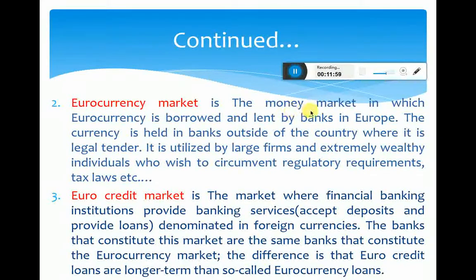If the acceptance of deposits and provision of loans is for a shorter period of time, that market becomes the euro currency market. That's why it's called the money market, right? If the same acceptance of deposits and provision of loans is for a longer period of time, then that becomes the euro credit market, right? The operations are the same, the currency is the same, the main participants are the same, but the only difference between the euro currency market and the euro credit market is the time period. It's short term and this is long term.